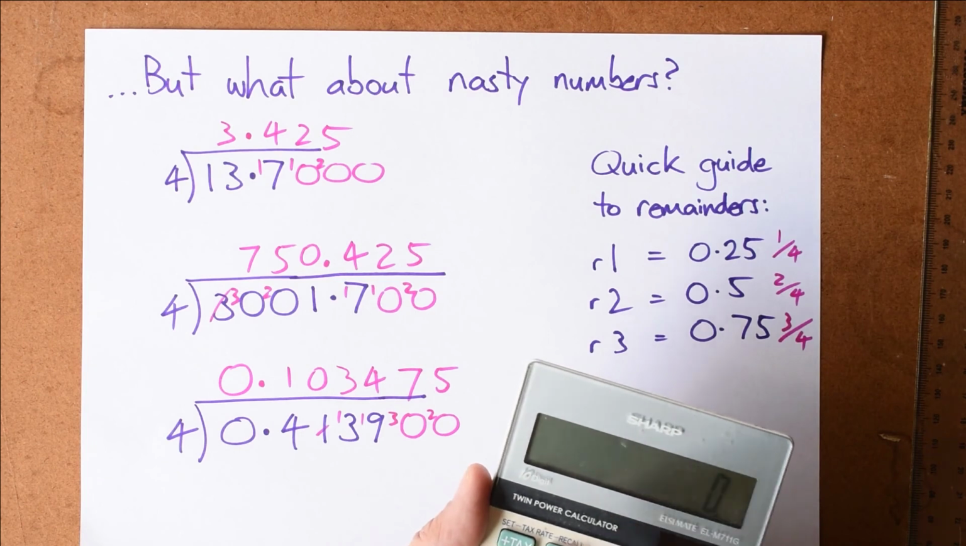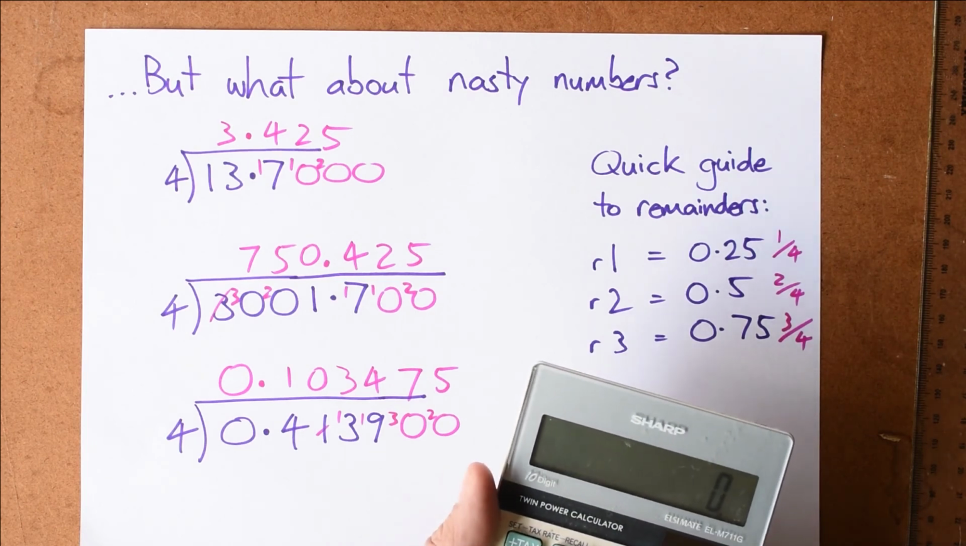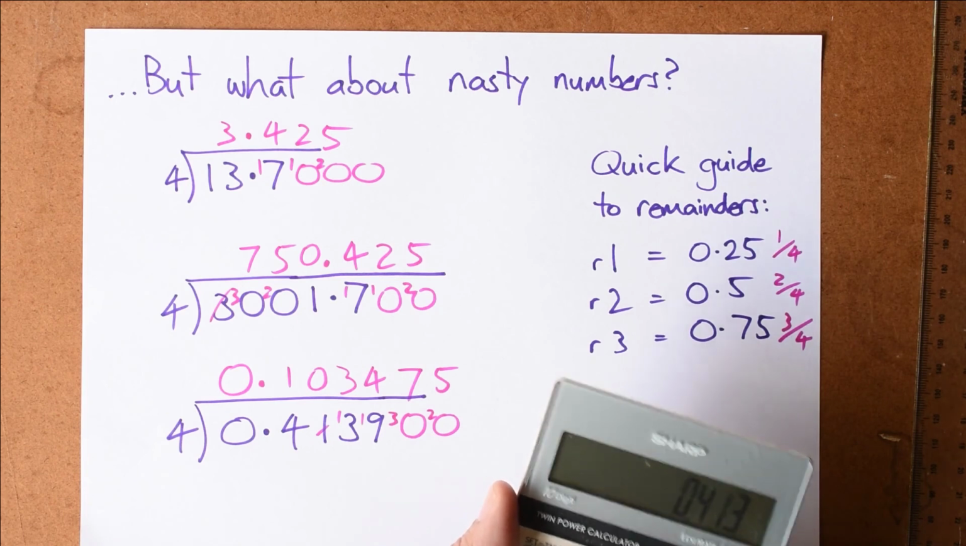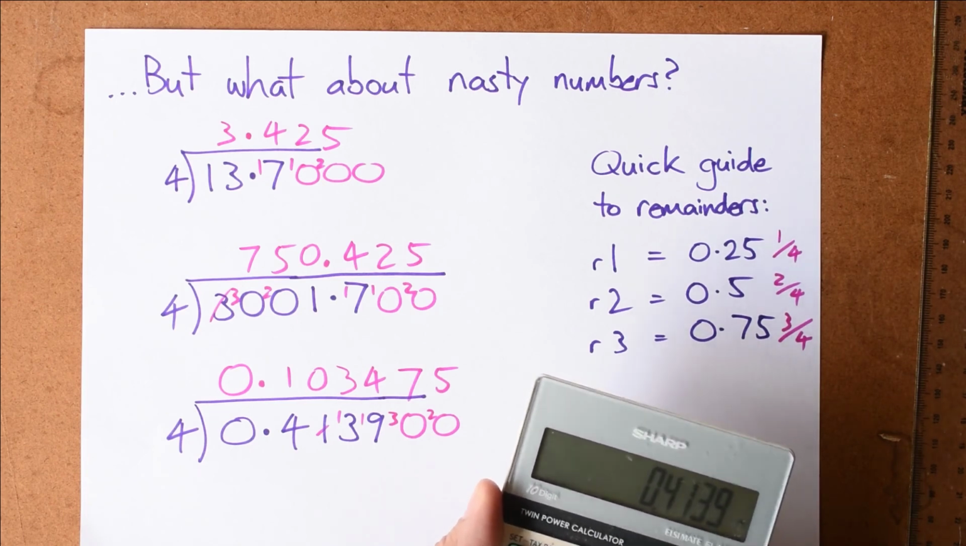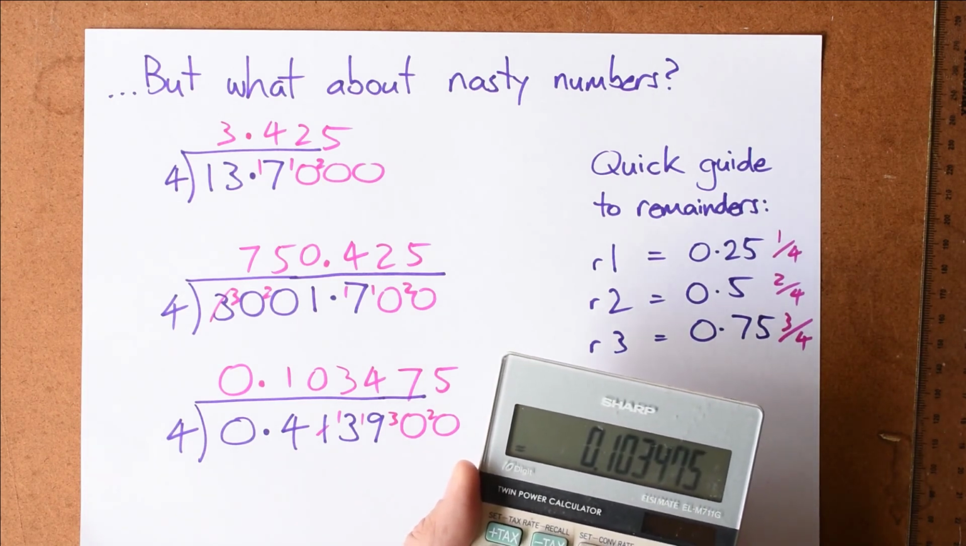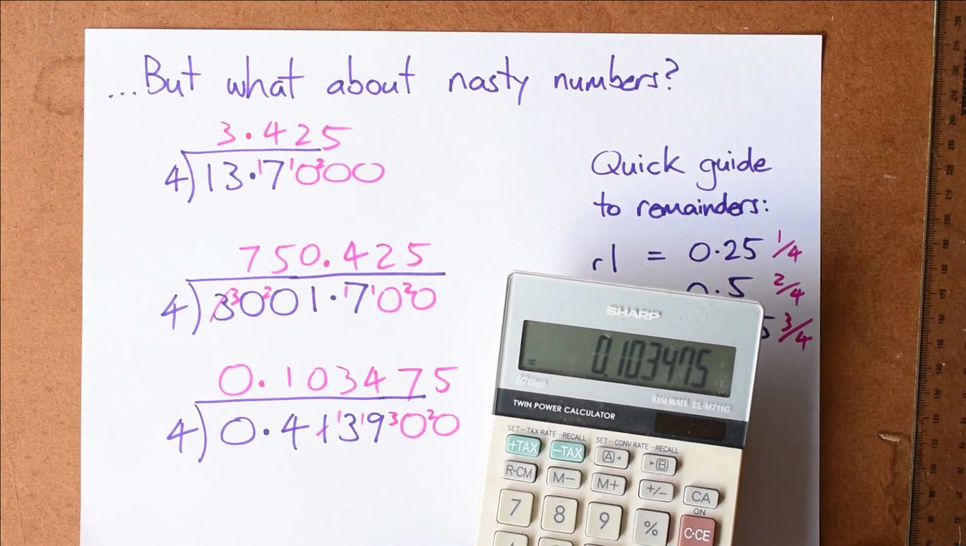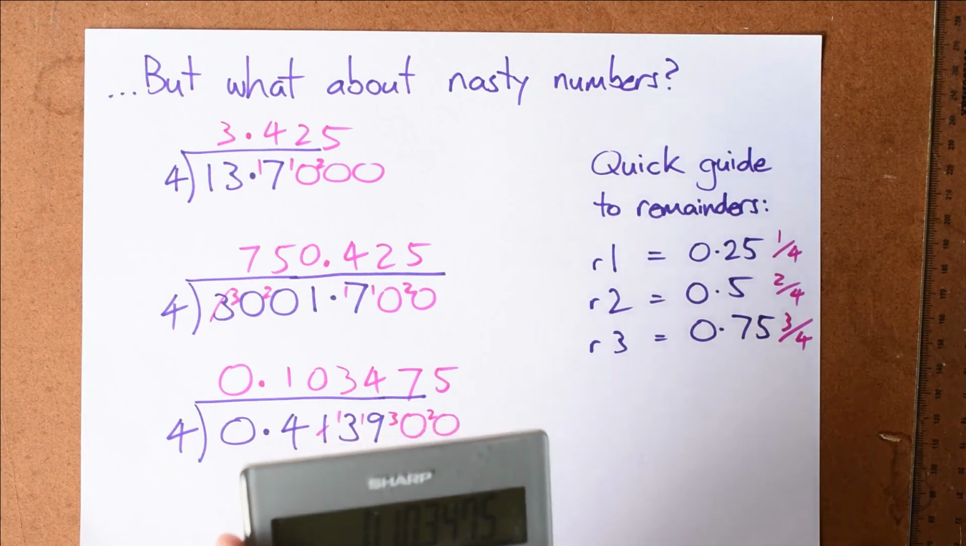Now, double check. Yes, of course. We had 0.4139 divided by 4. Pretty sure that's a close match. Well done, you guys.